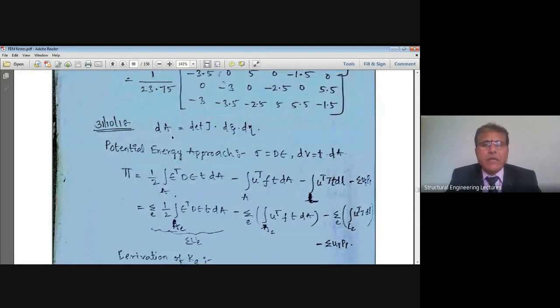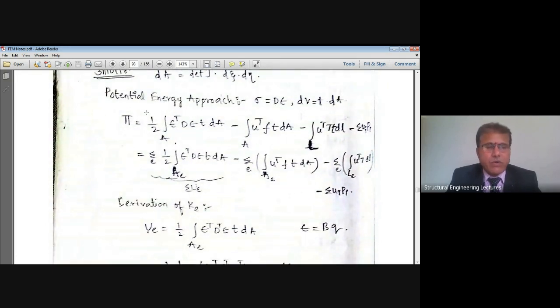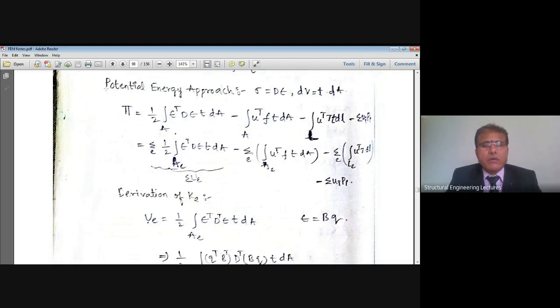Then let us move to the next derivation, students. Students, I hope you understood all the three small application problems of the fundamentals we learned in the previous video or previous discussions, right? Now let us move to the further derivations of element stiffness matrix, element body force vector and element traction force vector using the potential energy approach, right?